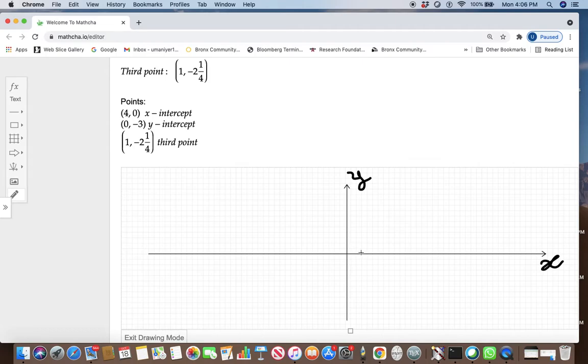X-intercept is 4, 0. So x coordinate 4 and y coordinate 0, so you don't go up or down. That's your first point, the x-intercept. Y-intercept is 0, negative 3. Negative 1, negative 2, negative 3. So that's your second point, the y-intercept 0, negative 3. Third point is x coordinate 1, y coordinate negative 2 and a quarter, so a little below negative 2. Alright, using these 3 points, you get your line.